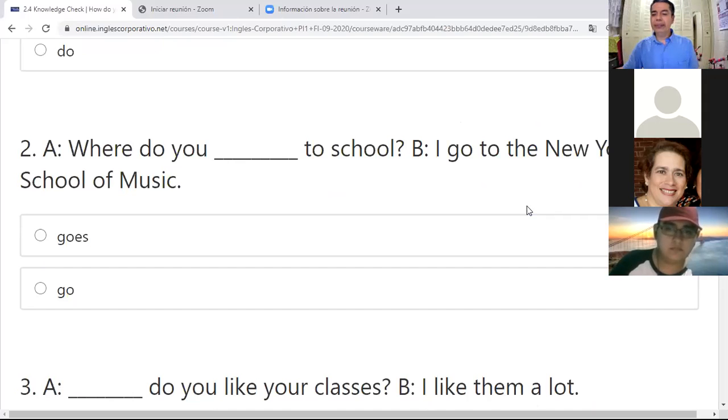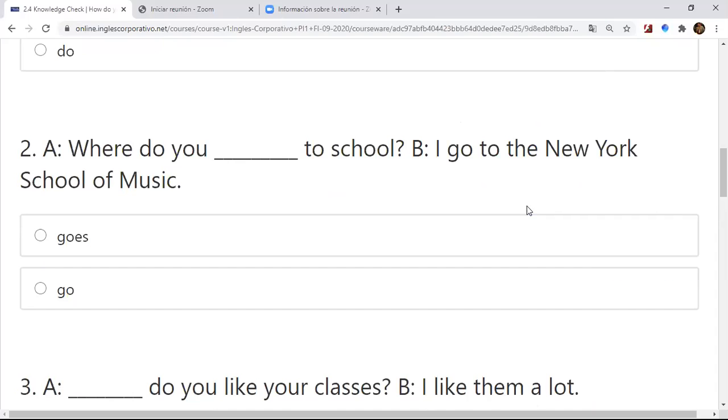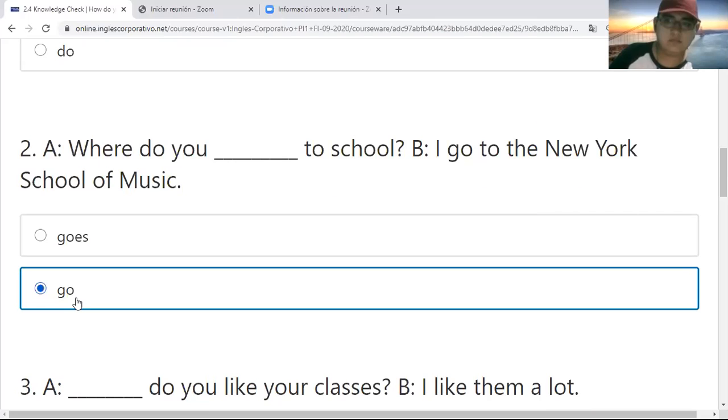Let me see. Por ahí está Mauricio queriéndose conectar. Vamos a ver. Dinora, help me, please. Where do you go? Go, right? Go. Yes. Thank you very much. Okay, thank you.